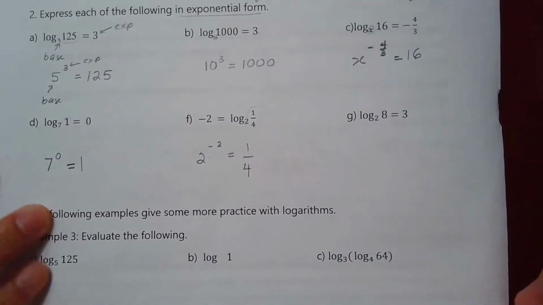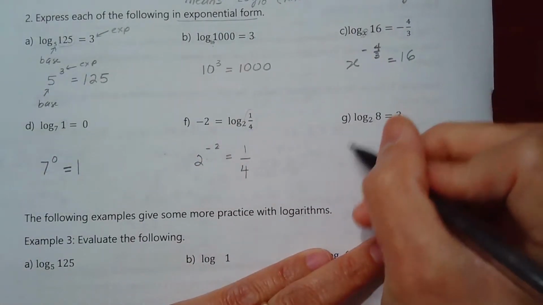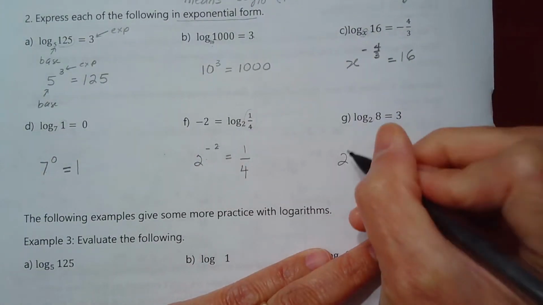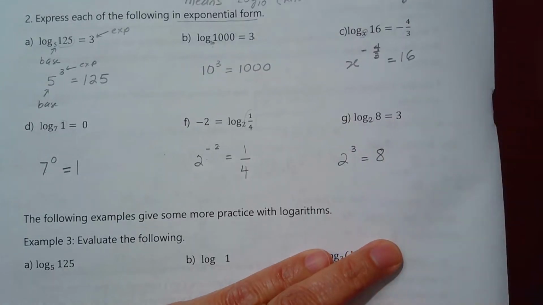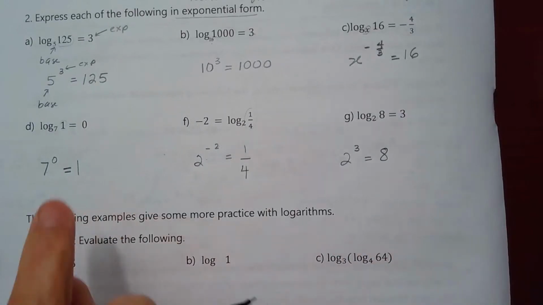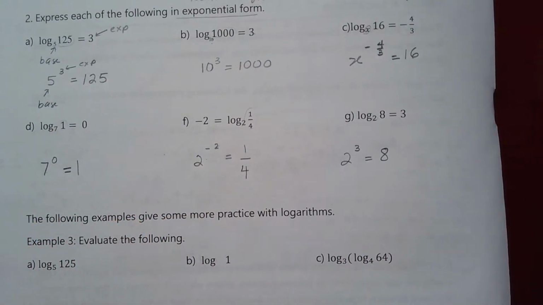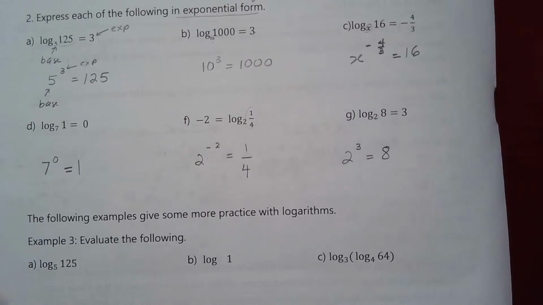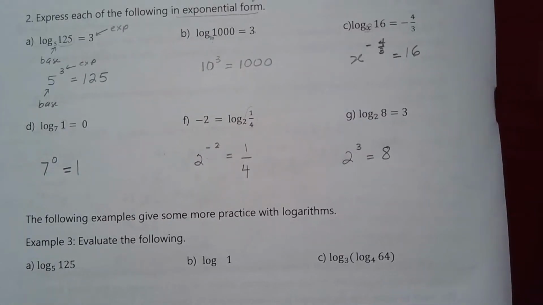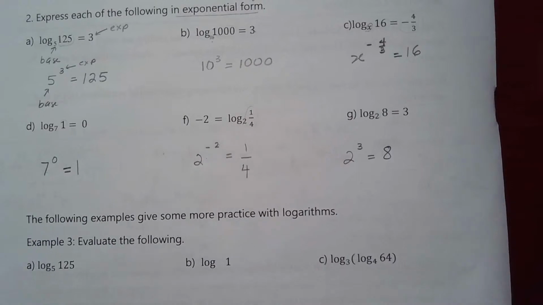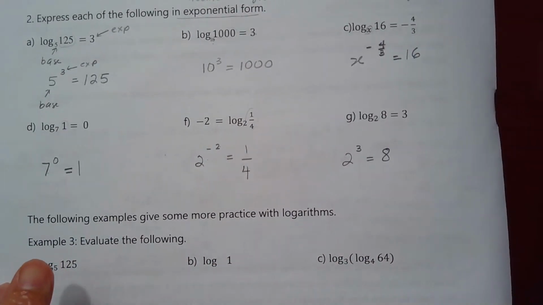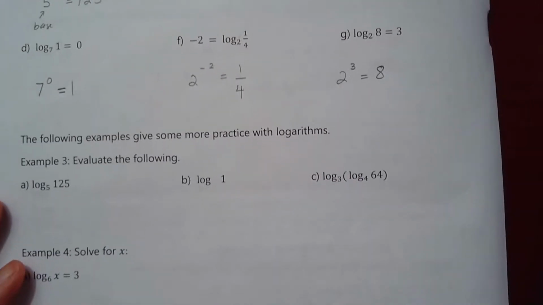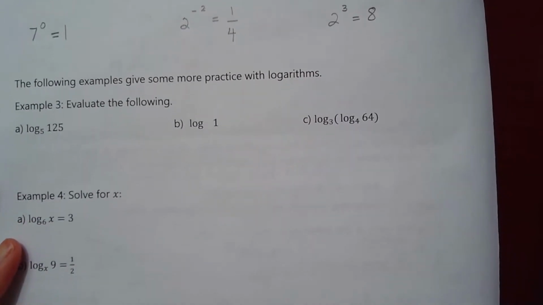Okay, that one's not bad. Here, the base is 2. Exponent is 3. And what is that equal to? Equals to 8. Okay, so both examples 1 and 2 talk about changing from exponential form to logarithm form, and then going back from logarithm form to exponential form. So make sure you practice those.